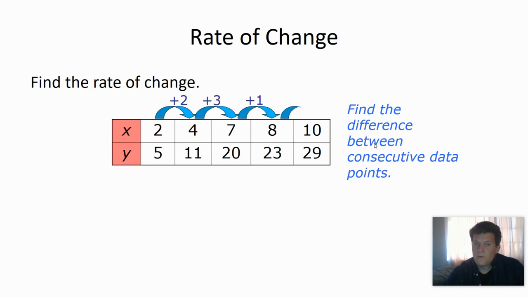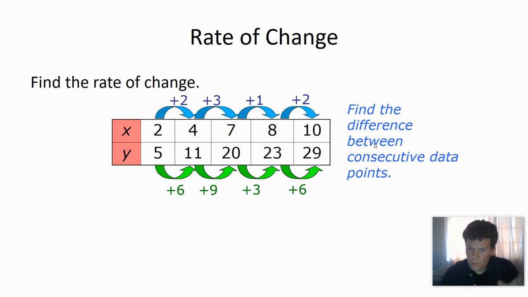On top, 2 to 4 was plus 2, 4 to 7 was plus 3, 7 to 8 was plus 1, 8 to 10 was plus 2. On the bottom, 5 to 11 plus 6, 11 to 20 plus 9, 20 to 23 plus 3, 23 to 29 plus 6. Remember slope, rate of change, it's all about the changes in your y value, the vertical, versus the changes in your x values, the horizontal. So we're going to take all of those green values, all the y differences, put them on top, and put all the x values, those blue values, on the bottom, and see if these ratios are the same.